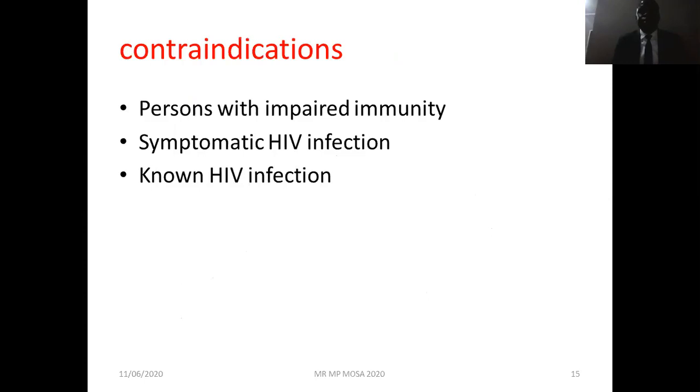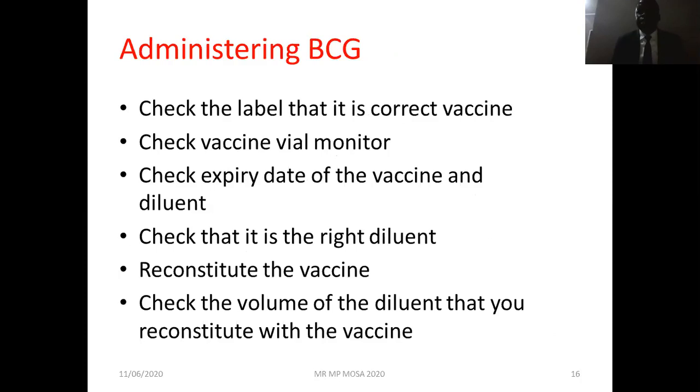So this BCG vaccine is contraindicated with impaired immunity, symptomatic HIV infection, as well as non-HIV infection. They reduce the efficacy of this vaccine. So before administering this BCG vaccine, you need to check the label that it is the correct vaccine. Check the vaccine vial monitor to ensure that the drug is still potent and it can be used. Check the expiry date of the vaccine and diluent. Then check that it is the right diluent.